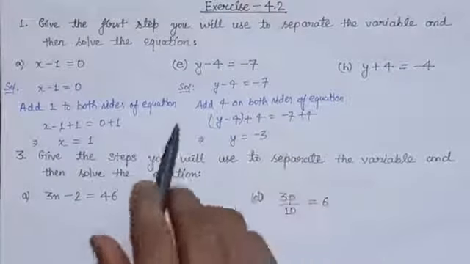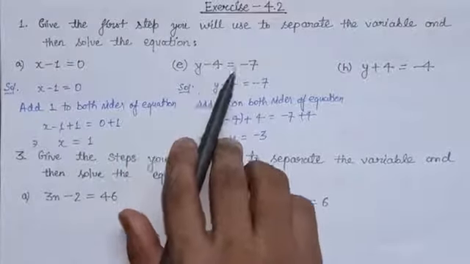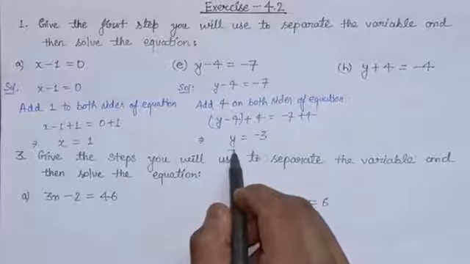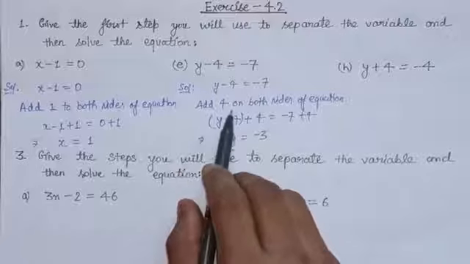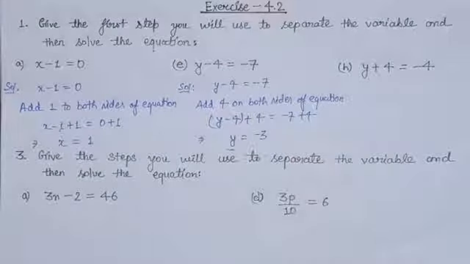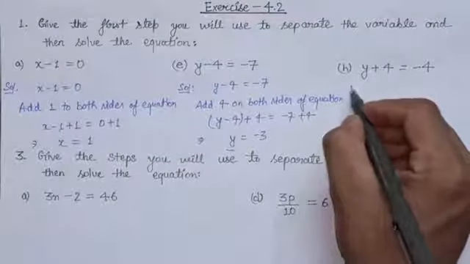Now you can see that we have reduced the given equation y minus 4 equals minus 7 such that we have only the variable y on the left hand side. So our step is to add 4 on both sides of the equation. In the same way, we will try to solve the next part.